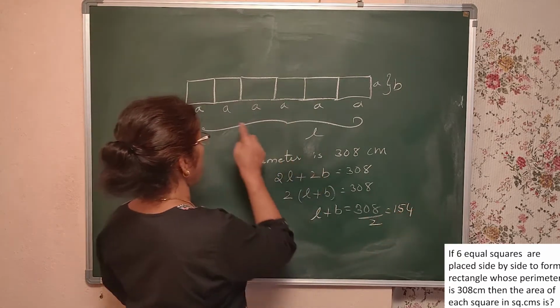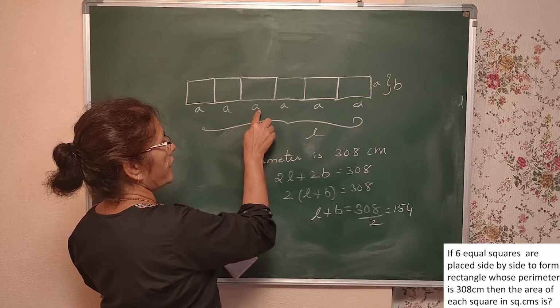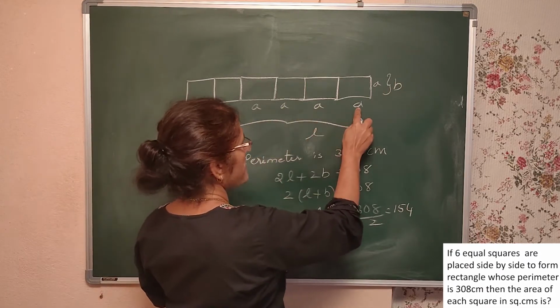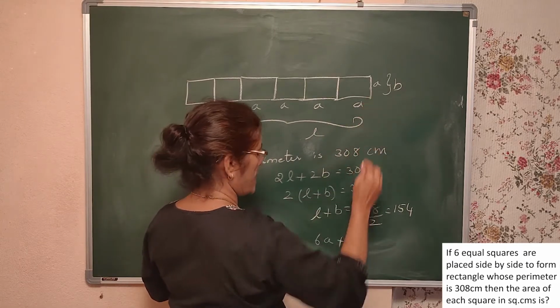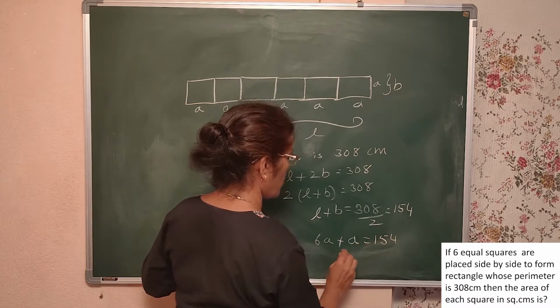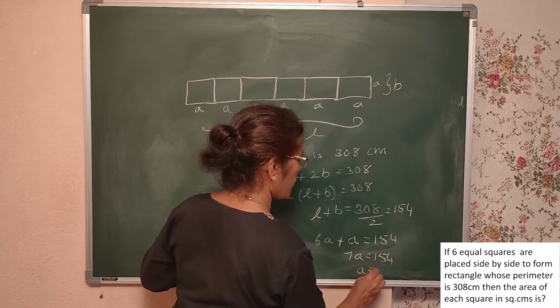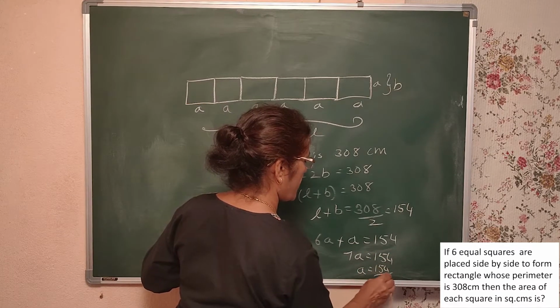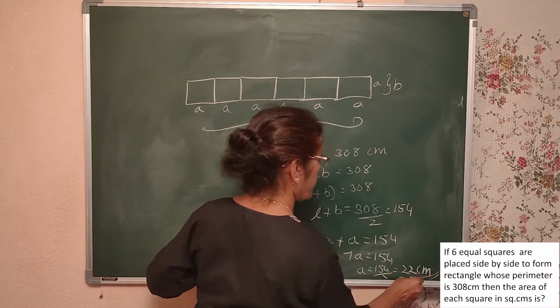But what is this L? L contains how many? 1, 2, 3, 4, 5, 6. 6A plus breadth contains 1A is equal to 154. So 7A is equal to 154, A is equal to 154 divided by 7 is equal to 22 centimeter.